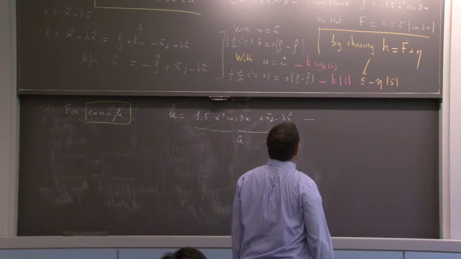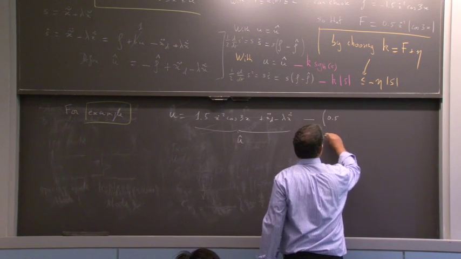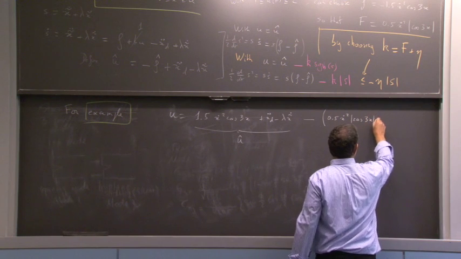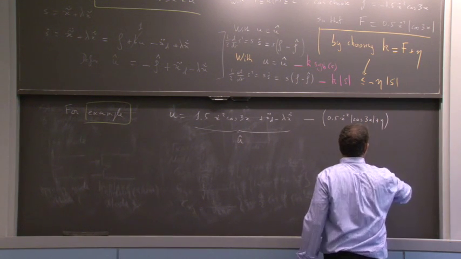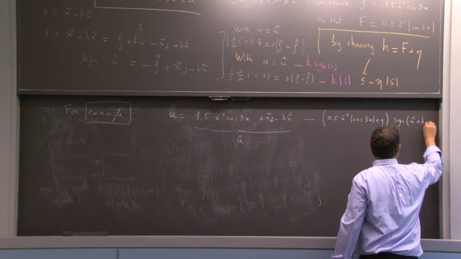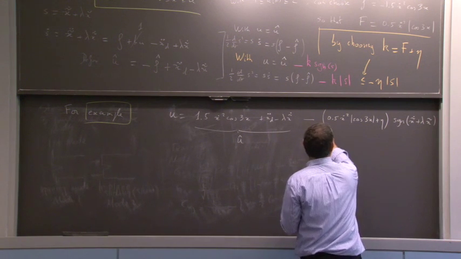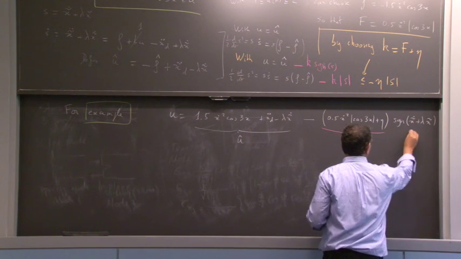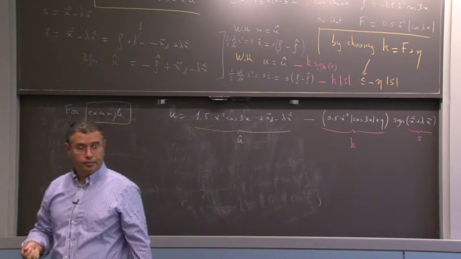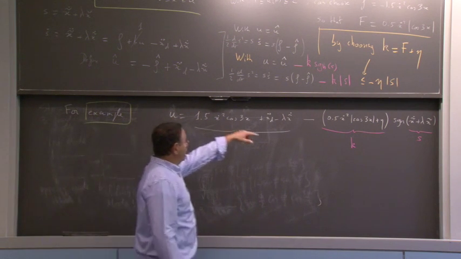Minus k sine of s. Okay, so k is 0.5 x dot square cosine 3x plus eta, sine of s, which is x tilde dot plus lambda x tilde. So this is k, and this is s. Okay, so that's your control law: u equal u hat minus k sine of s.